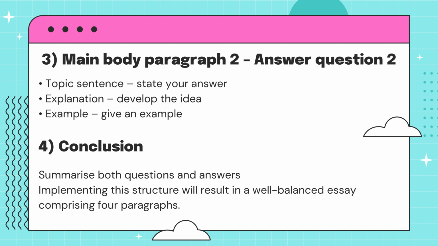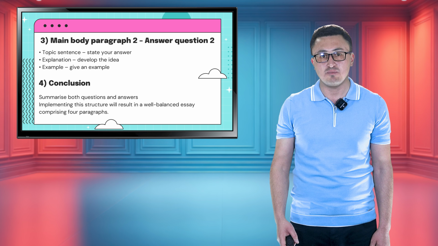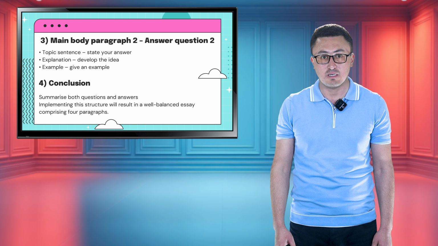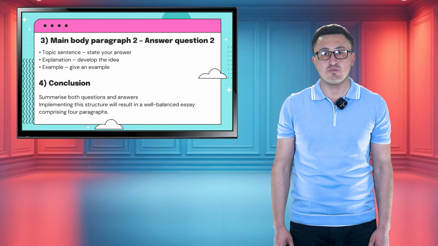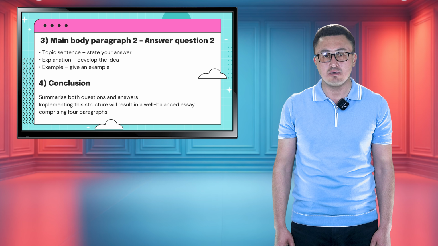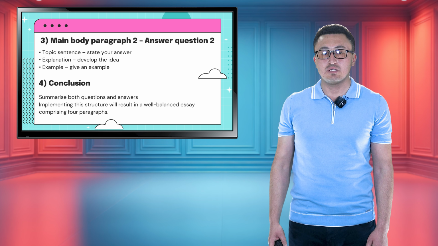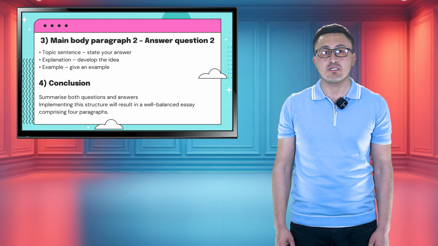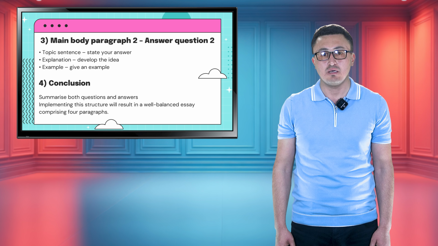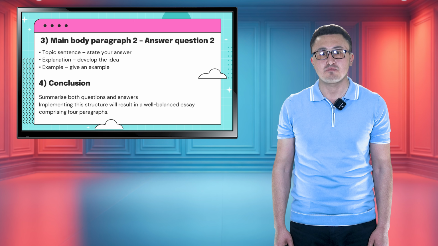In this body paragraph also, you will start with a topic sentence stating your answer. Then, as usual, you will give 3 or 4 supporting sentences. Then at the end, you may give 1 example for this paragraph. And in the conclusion section, you summarize both questions and answers. With this, you may finish your essay. Implementing this structure will result in a well-balanced essay comprising 4 paragraphs.